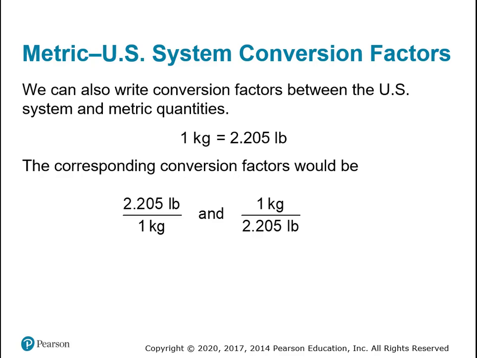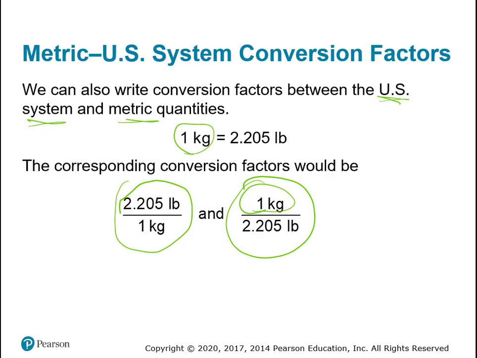And it doesn't have to just be the metric system. We can have conversion factors between the US system or the English system and the metric system. For example, if we were told that 1 kilogram is equal to 2.205 pounds, we could say that there are 2.205 pounds in 1 kilogram. We can also say that 1 kilogram is equal to 2.205 pounds. How do we know which one to use? Well, it all depends on whatever unit you're starting with.